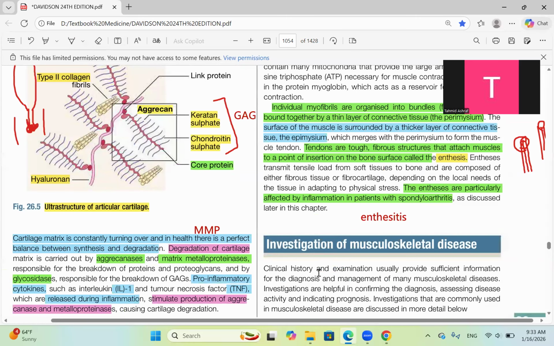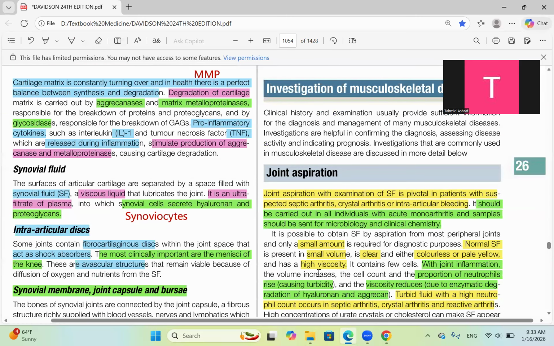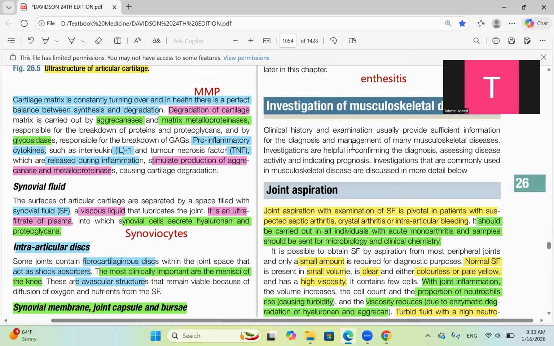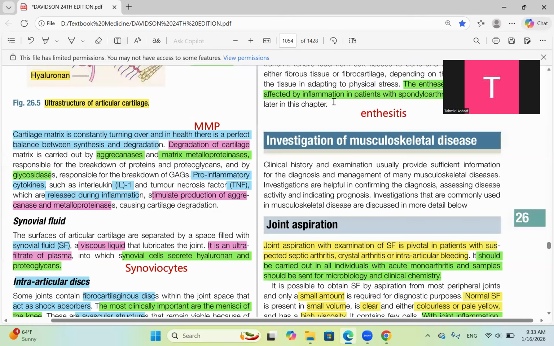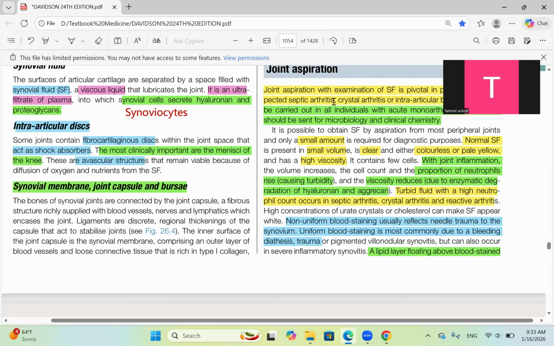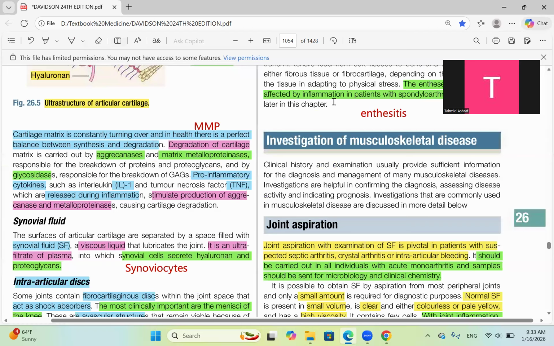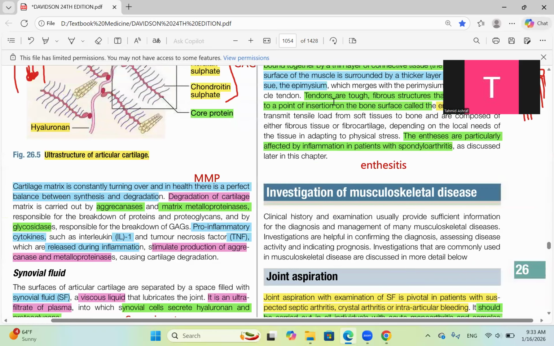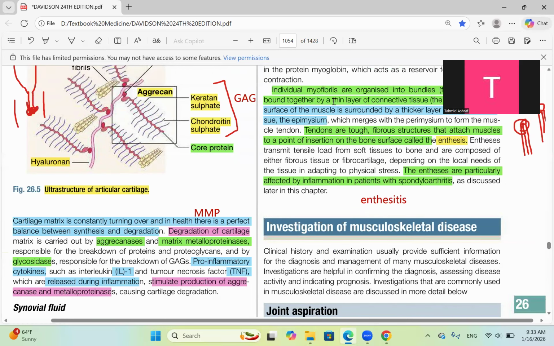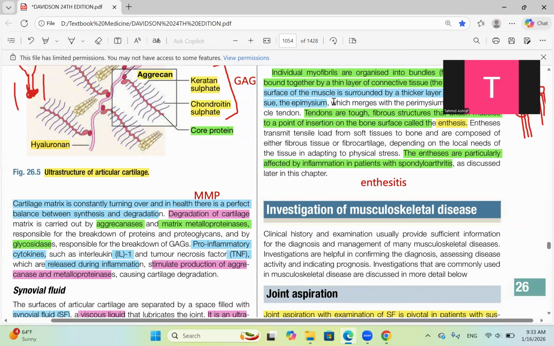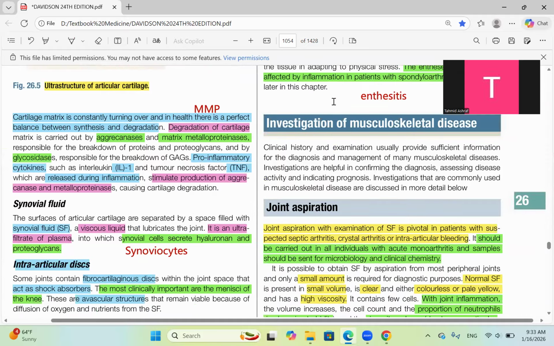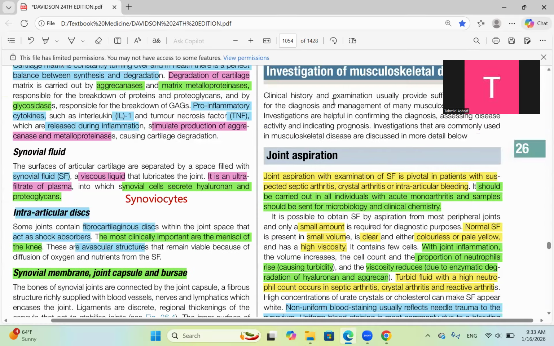Let's end this lecture here. In the next lecture, we will start joint aspiration. Stay with me to learn clinical medicine first, and then we will go back in a retrograde fashion to the anatomy of our extremities, upper and lower extremity. Eventually, we will learn hematology, clinical hematology, blood physiology, and then histology also.